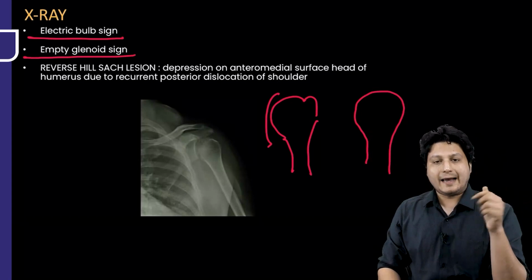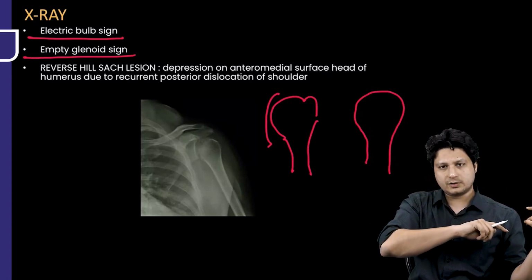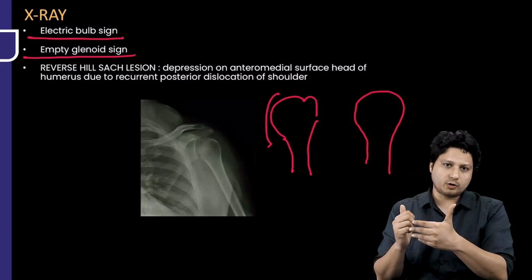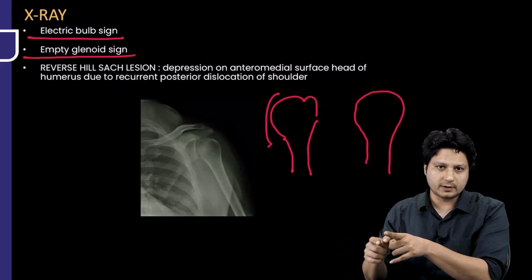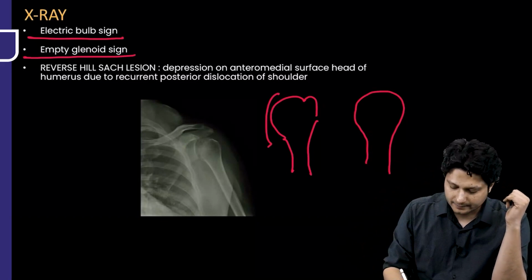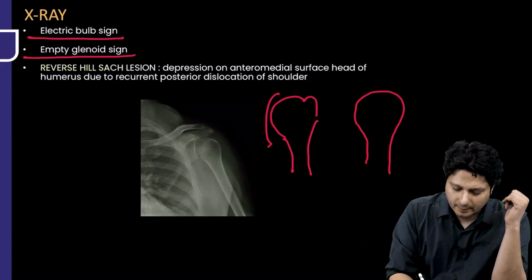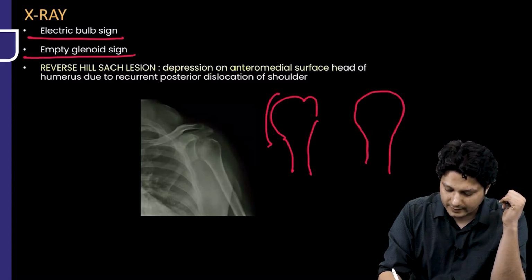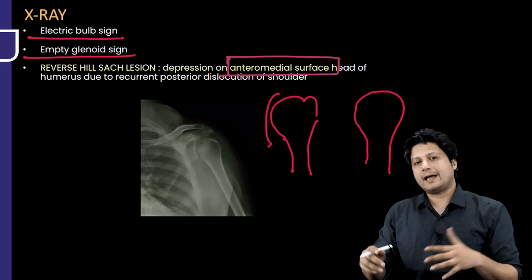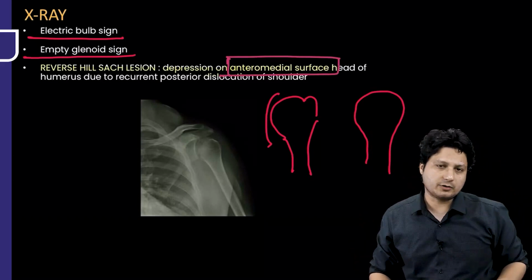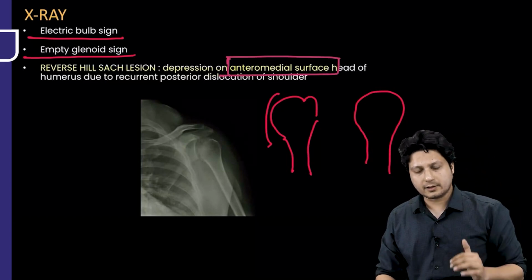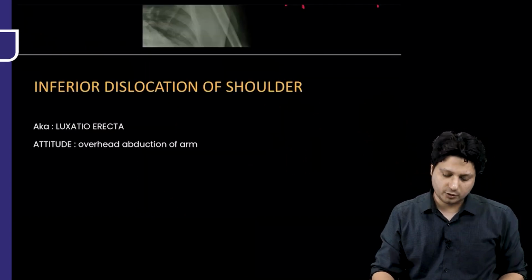That is the reason why it is called the electric bulb sign or the empty glenoid sign. Now, as far as recurrent posterior dislocation is concerned, here the lesion is going to be on the anterior surface of the humerus, so the anteromedial surface of the humerus. There it was the posterolateral surface of the humerus. So what is the reverse Hill-Sachs lesion? It is the depression on the anteromedial surface of the head of the humerus, which is clearly opposite to what we have seen in Hill-Sachs lesion because of recurrent anterior dislocations. All right, so this is the lesion of recurrent posterior dislocation of the shoulder. This is again something that you should be aware of.